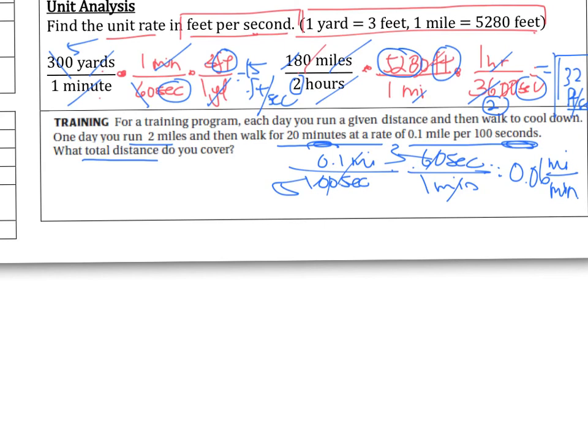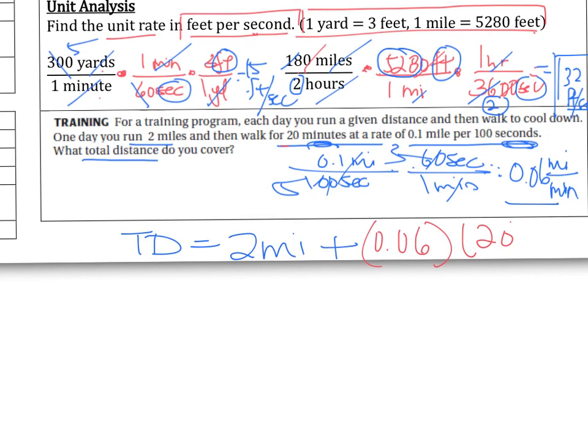And now I can find the total distance. So I have my 2 miles of running plus now my walking. So the rate 0.06 times the time of 20 minutes. Okay, so 2 plus 1.2, and that's 3.2 miles in total.